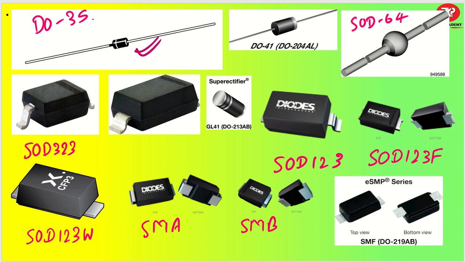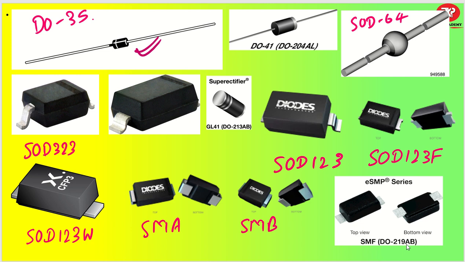Okay, then just now I told you SOD123F is like this and W is like this. Okay, then we have SMA, SMB, SMC, all these packages are there. One more thing you will definitely see is a packaging name like DO41 and DO204AL, right? Okay, so these are the packages that are available. Even many more packages are there.